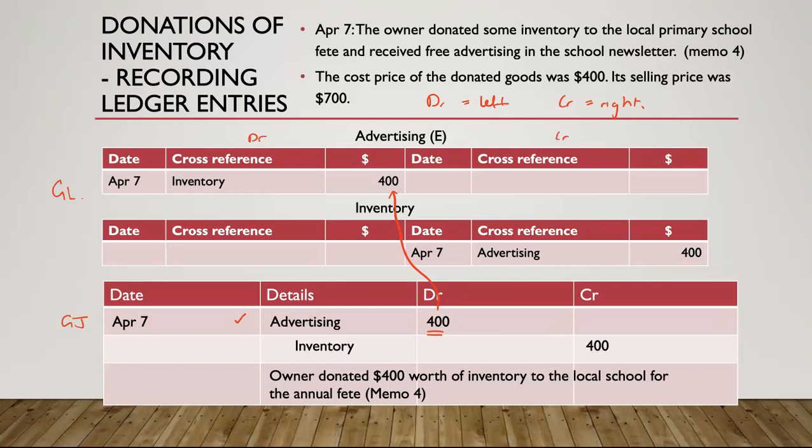side. Why is my cross-reference inventory? Because we know the cross-reference is the other side of the transaction, and this is my credit. Similarly, I am then going to find my inventory ledger and record it a credit, so on the right-hand side, and advertising is my cross-reference because that is my debit. I've correctly linked the ledgers and recorded that, and my cross-reference is the ledger names. I've ticked off everything I needed to do. And that is essentially how you record donations of inventory.